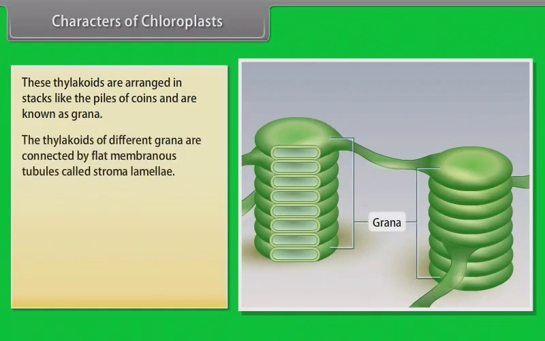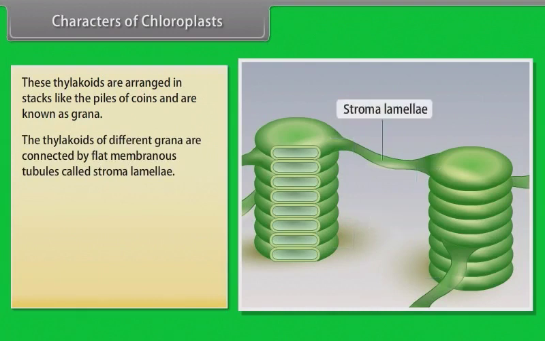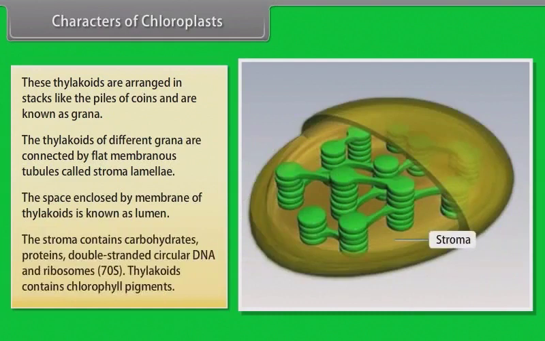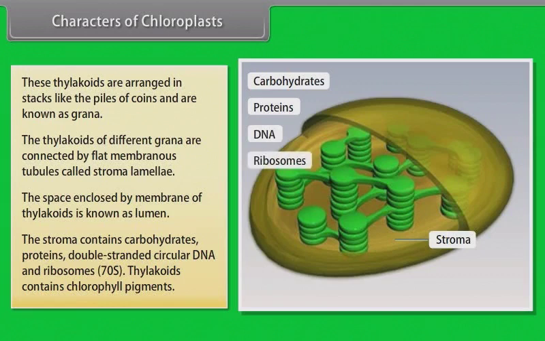The thylakoids of different grana are connected by flat membranous tubules called stroma lamella. The space enclosed by the membrane of thylakoids is known as lumen. The stroma contains carbohydrates, proteins, double-stranded circular DNA, and 70S ribosomes. Thylakoids contain chlorophyll pigments as well.